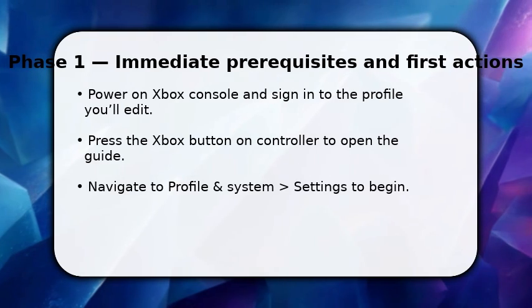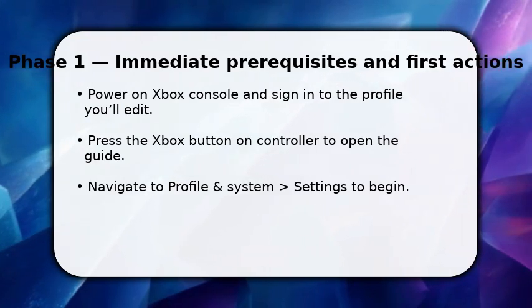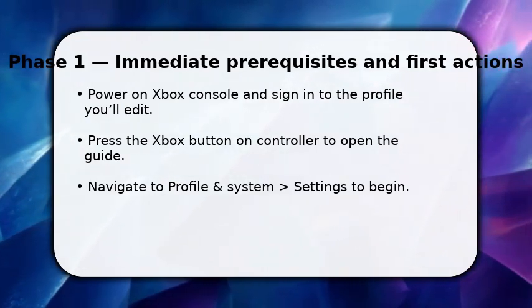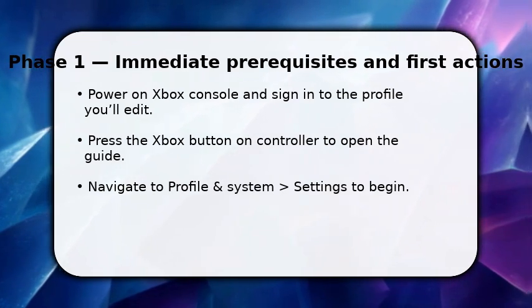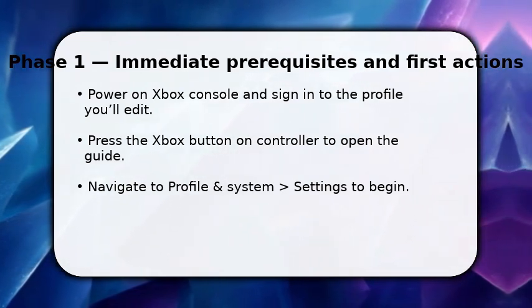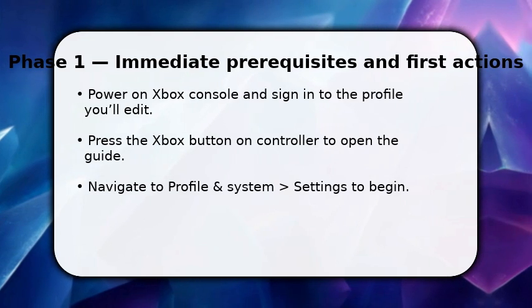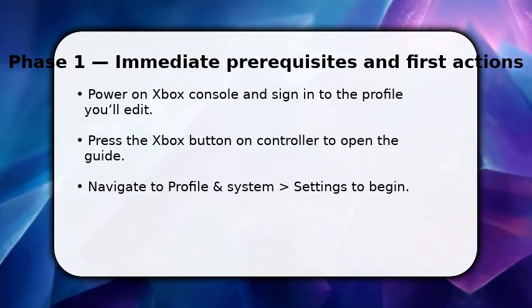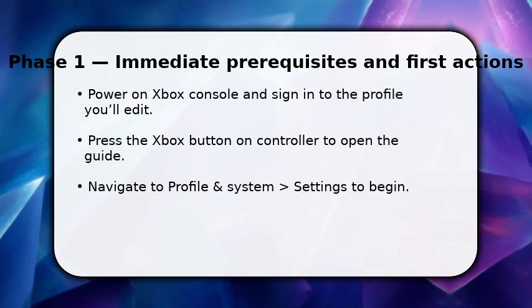You start at the console, turn on your Xbox and sign into the exact profile that needs changing. Once signed in, press the Xbox button on your controller. This opens the guide instantly. From the guide, move right to Profile and System, then select Settings.